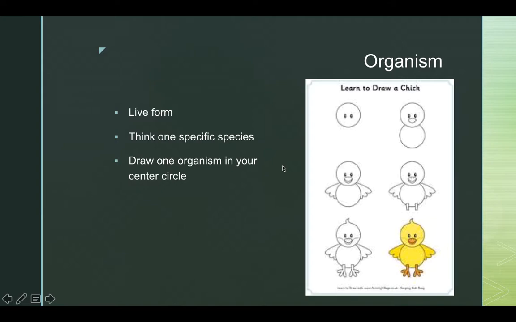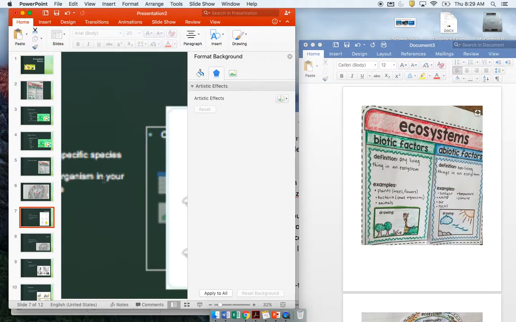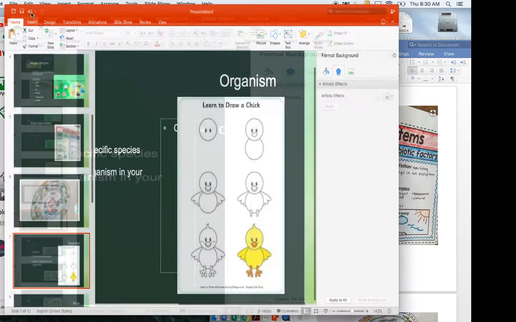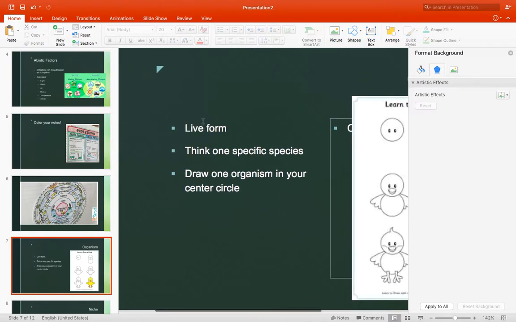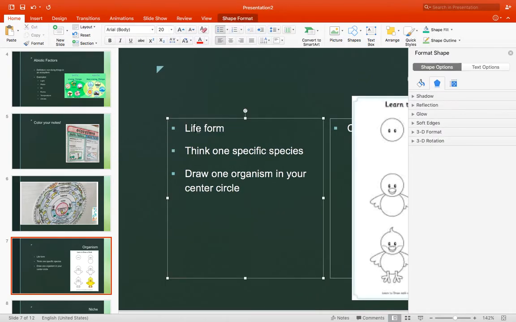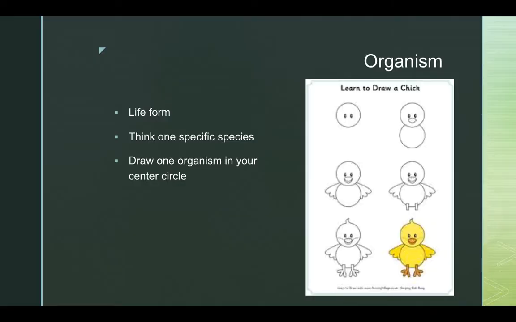All right, so an organism, it should say life form. I'm gonna change that right now, you guys. So just a sec, I apologize. So not live form, it's a life form. And I want you to think, when you think of a life form, it's just one specific species. So you can draw an organism of your choice in the center circle. Because there was a duck in our example, I included this, learn to draw, oh, it's a chick. So learn to draw a chick. You could put just one organism there.